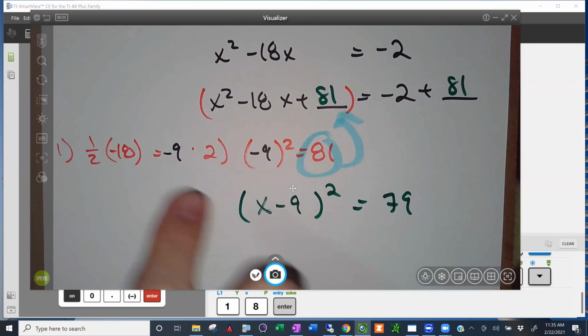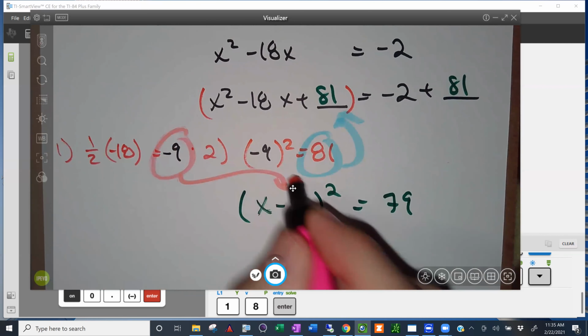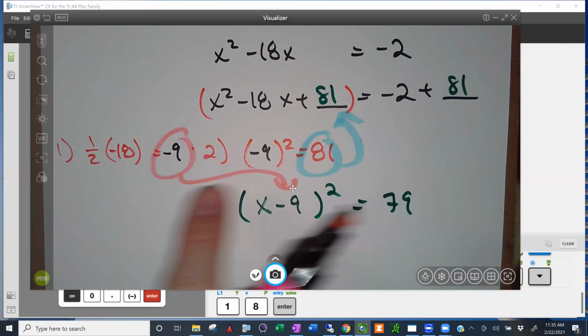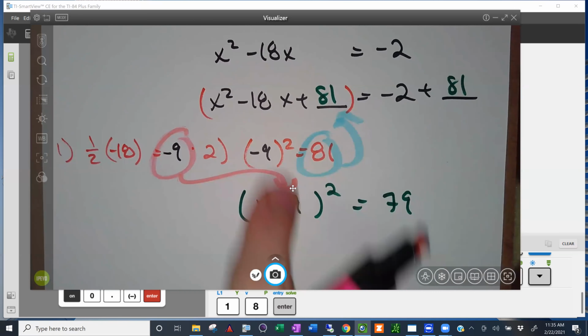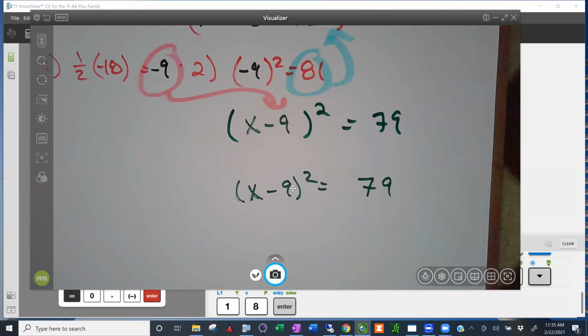So when you do this process of completing the square, you actually end up using both of these numbers. This one goes here to complete the square. This one is part of the binomial that you squared to get this one. So thank you for the help. x minus 9 squared equals 79. This is a perfect square.